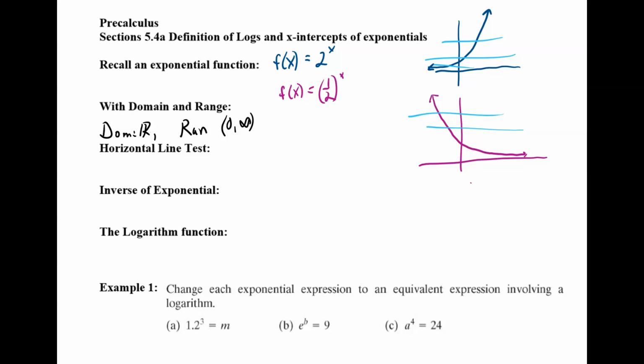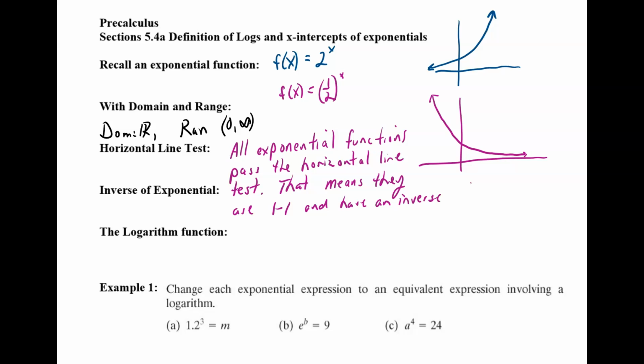You're never going to find a horizontal line that crosses more than one point on an exponential function. Okay, so the horizontal line test indicates that these are one-to-one functions, and when they're one-to-one functions, that means that they have an inverse.